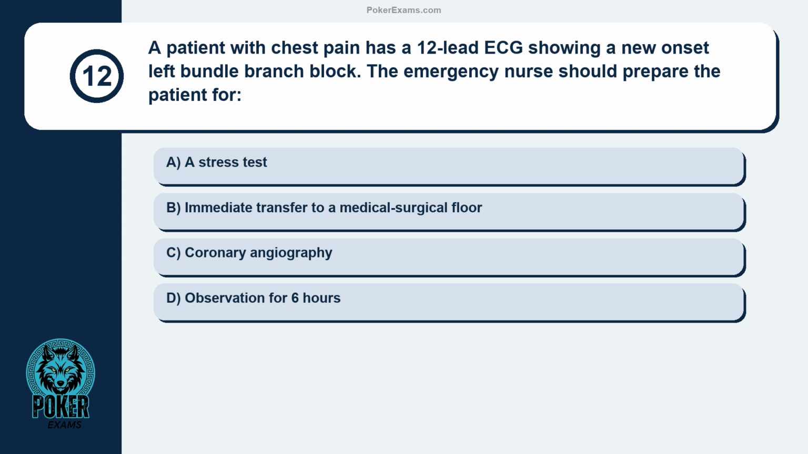Question 12. A patient with chest pain has a 12-lead ECG showing a new onset left bundle branch block. The emergency nurse should prepare the patient for a stress test, immediate transfer to a medical surgical floor, coronary angiography, observation for 6 hours.